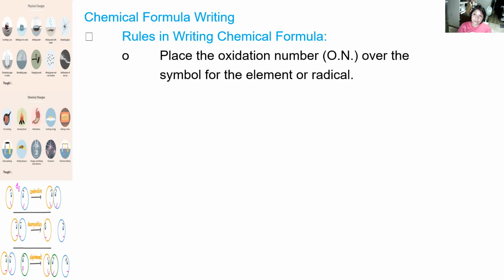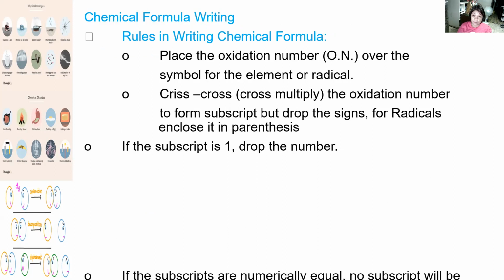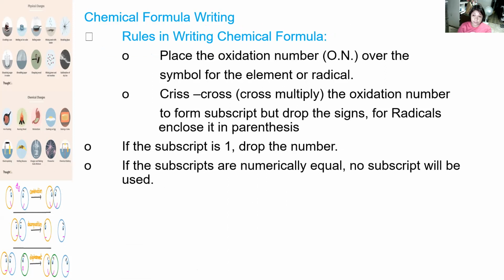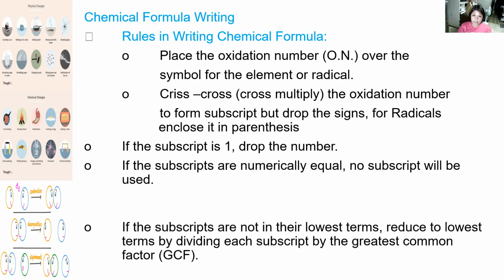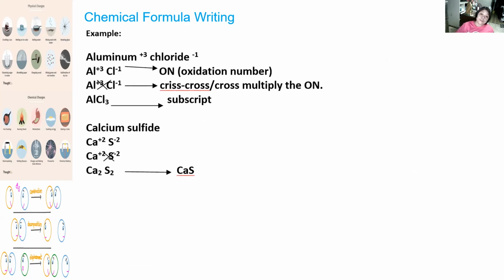Place the oxidation number over the symbol for the element or radical. Crisscross or cross multiply the oxidation numbers to form subscripts, but drop the sign. For radicals, enclose them in parentheses. If the subscript is 1, drop the number. If the subscripts are numerically equal, no subscript will be used. If the subscripts are not in their lowest terms, reduce them by dividing each subscript by the greatest common factor. Here is a sample.